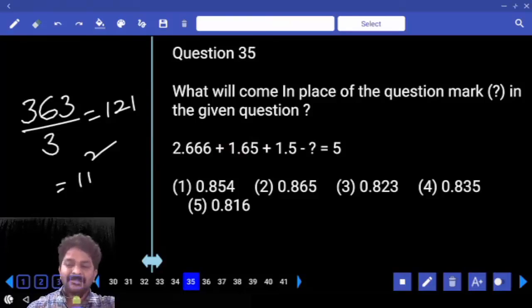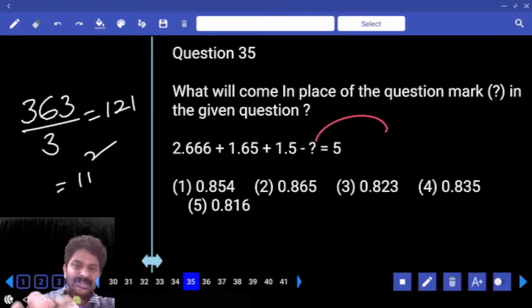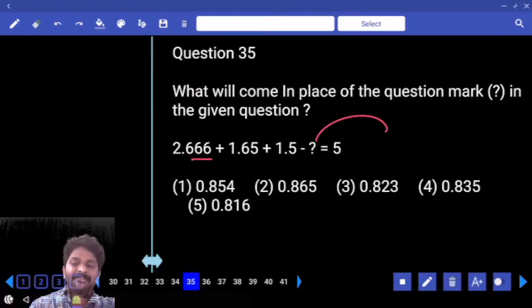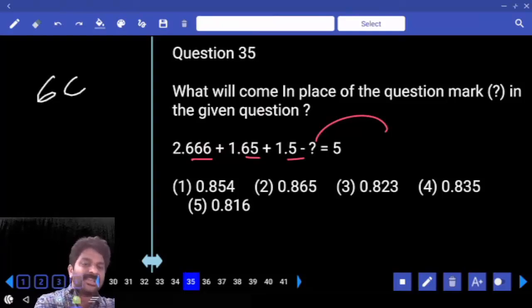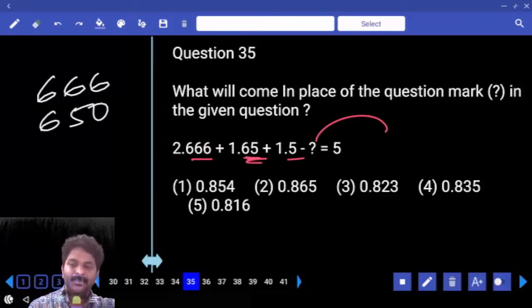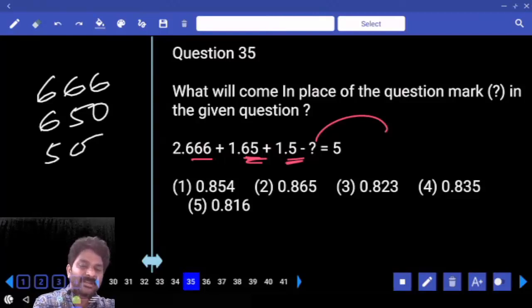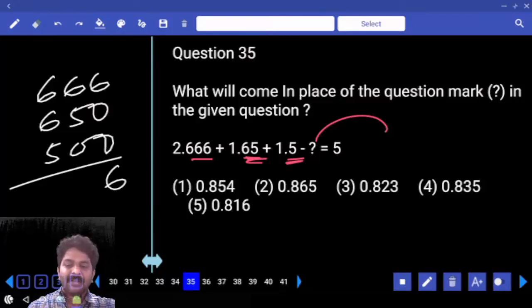For all the options, number after decimal is different, right? So we can consider that. Minus x goes to the other side. Point after decimal, how many maximum number of digits are there? So write in a 3-digit format. 666. 0.65 can be written as 650 and then 500. Correct. Last digit. So after decimal, your number should end with 6 and there is only 1. Clear?